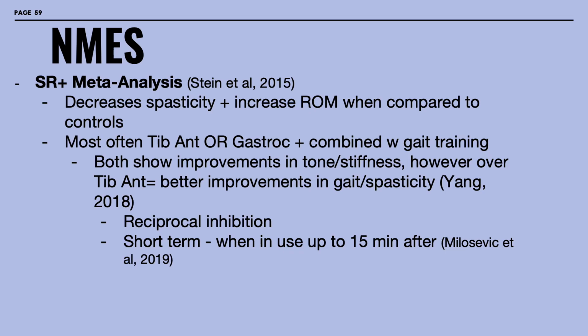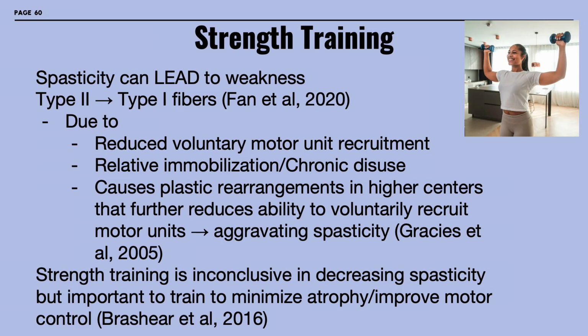So spasticity can lead to weakness, which necessitates strength training due to relative immobilization or chronic disuse. There's that shift to type 1 fibers from type 2. This further causes plastic rearrangements in higher centers that reduces the ability to voluntarily recruit motor units, which can aggravate spasticity. So strength training is inconclusive to decrease spasticity, but it is important to keep in mind to train to minimize atrophy and improve motor control.